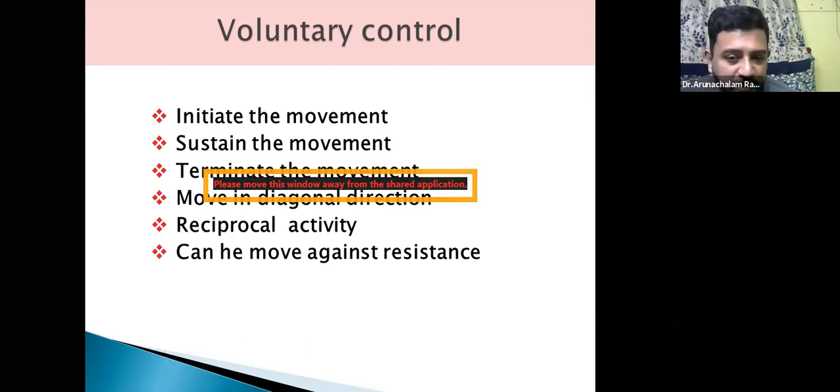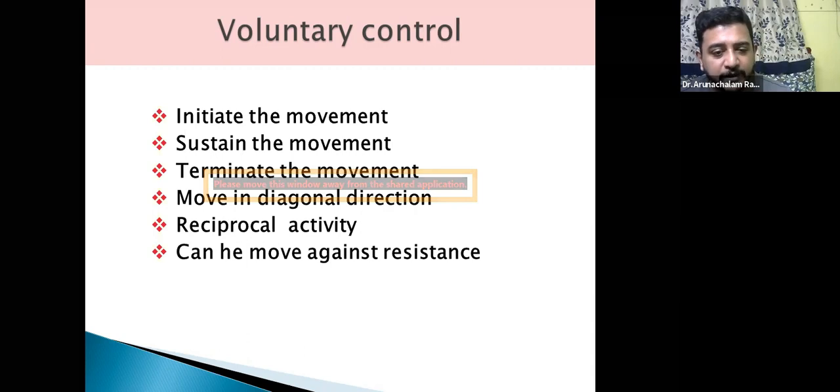So when I say voluntary control assessment, you should document whether the patient is able to initiate, sustain, and terminate the movement. For initiation, you need concentric contraction. For sustaining a movement, you need an isometric contraction, and for a proper termination of a movement, you need eccentric contraction.